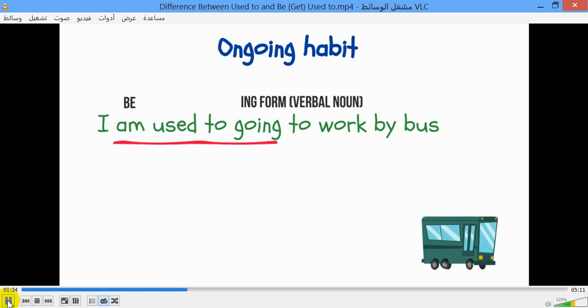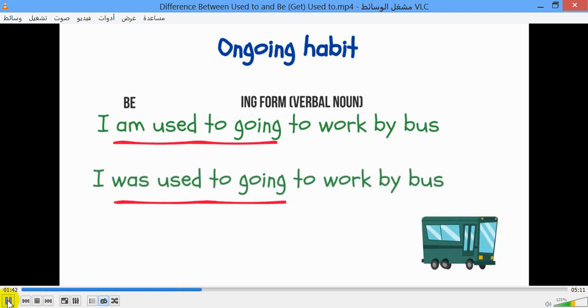I'm used to going to work by bus means that I have this habit of going to work by bus now. And I was used to going to work by bus means that at that moment I had that habit, that for me at that time it was normal to go to work by bus.